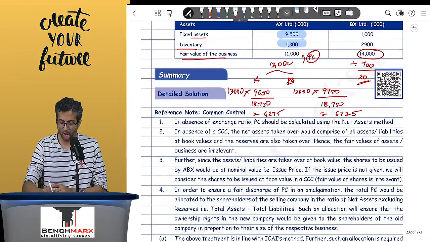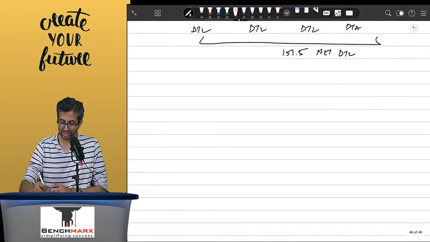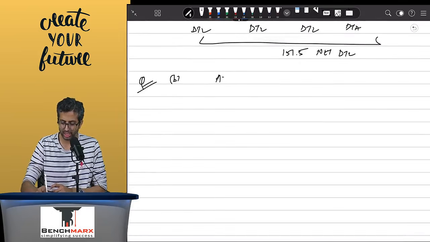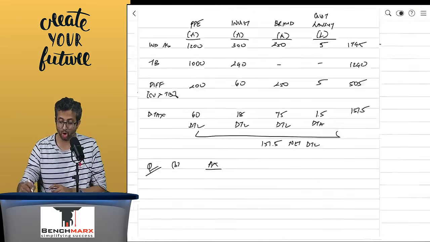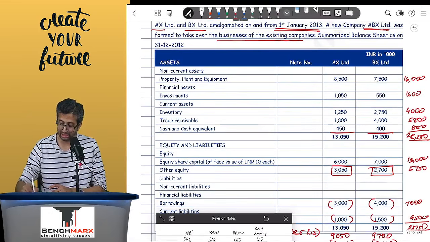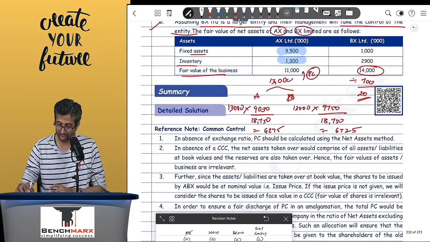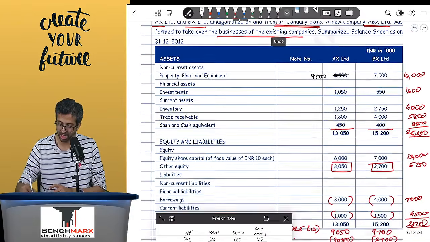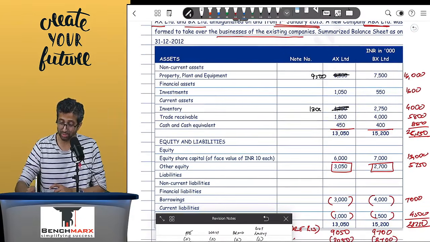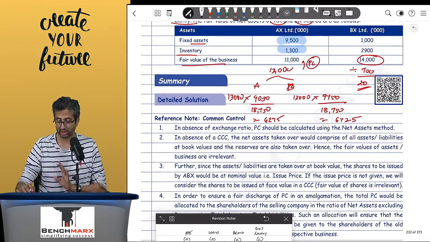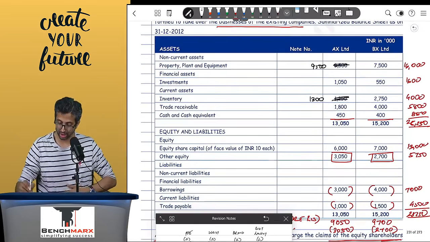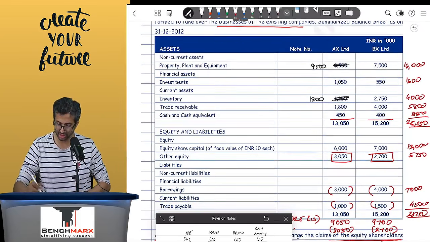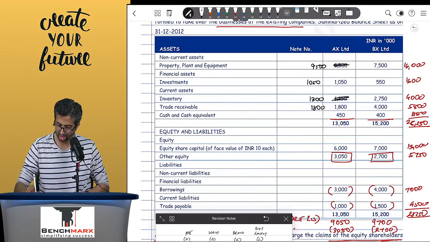So over here, what will happen is when you look at AX, if you look at question number whatever that is, part B, I will take over assets and liabilities of AX at fair value. So that is 9,500 will be the fair value of assets. Instead of inventory of 1250, this will be 1300. BX will continue to be at their respective values only. So over here everything else remains the same. So this is basically the same 1050, this is same 1800, 450.